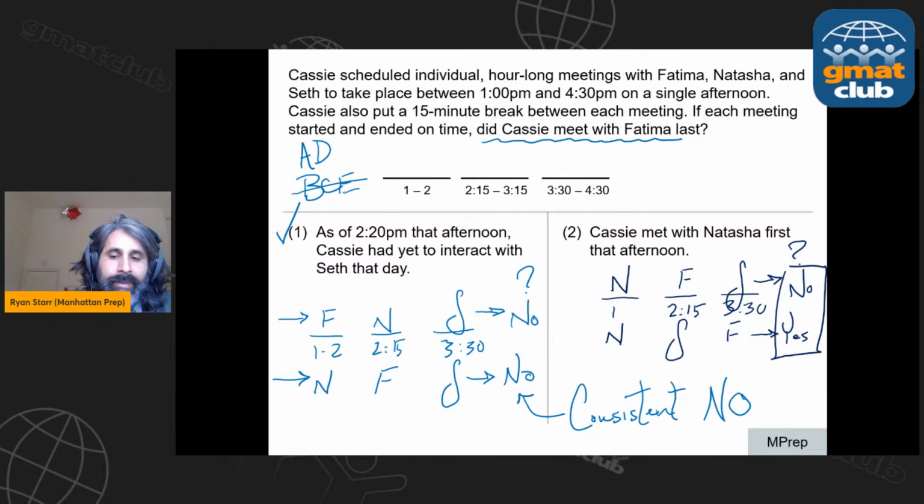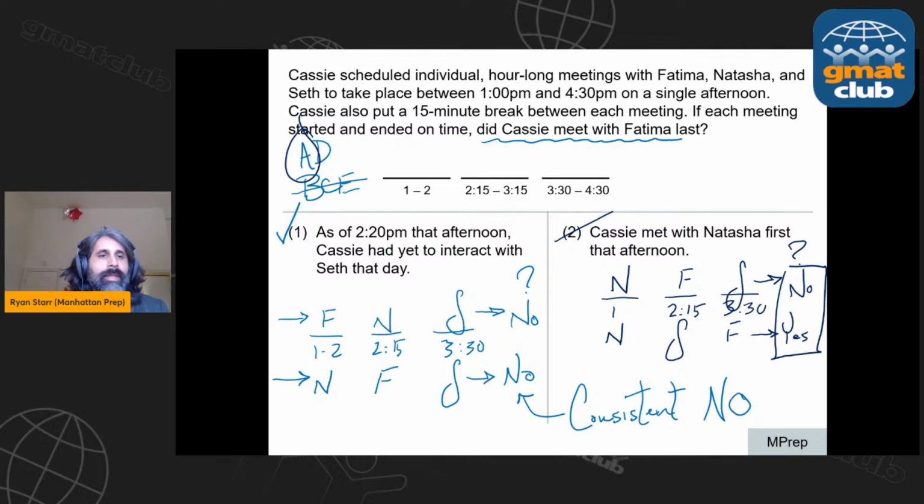And that right there is insufficient for a yes-no question. If the information provided by a statement leaves you thinking, well, it might be yes, but it might be no, you're no better off than when you started. You already knew that the answer might be yes or might be no, right? So statement 2, not doing it on its own, and the answer here ends up being A.